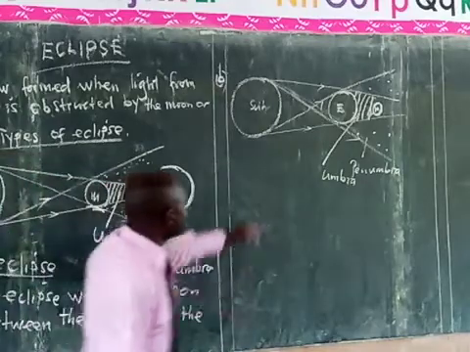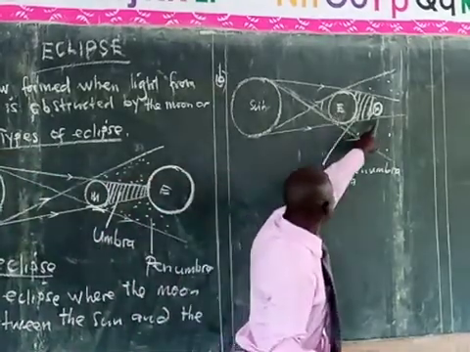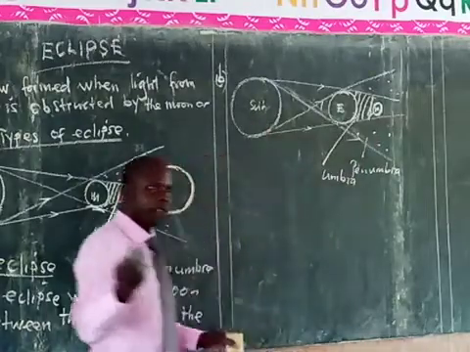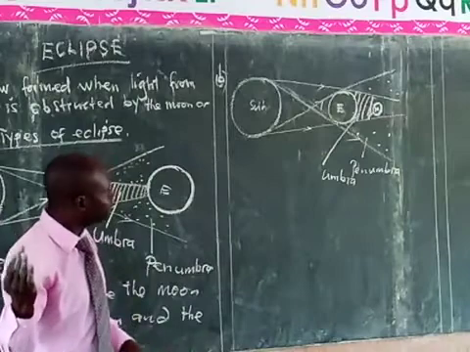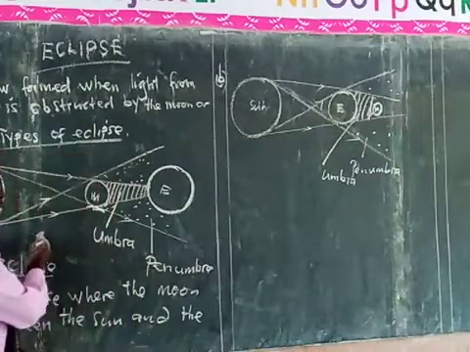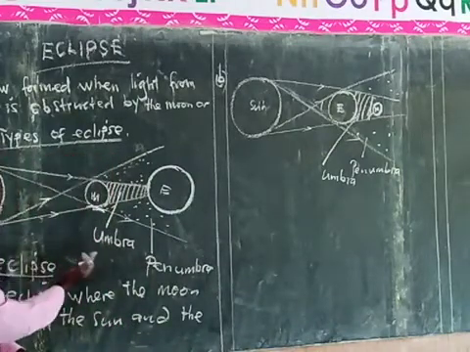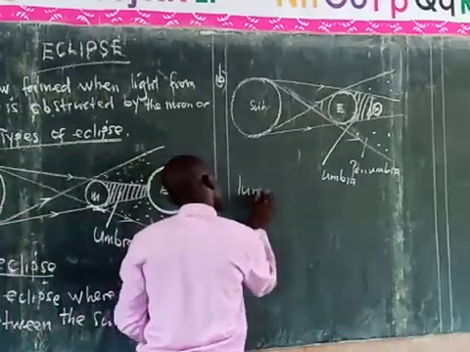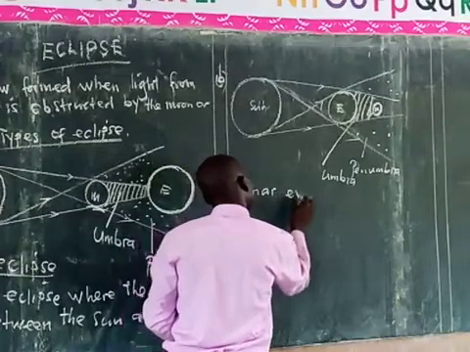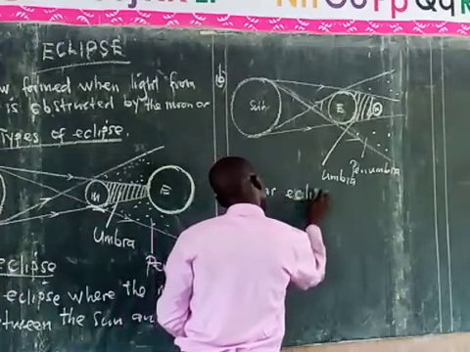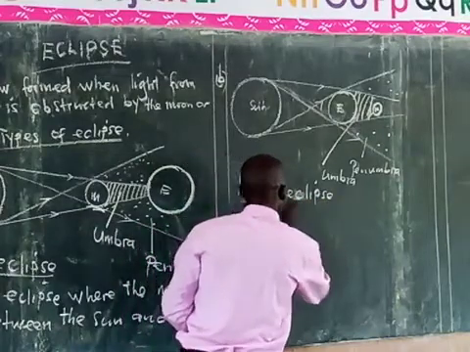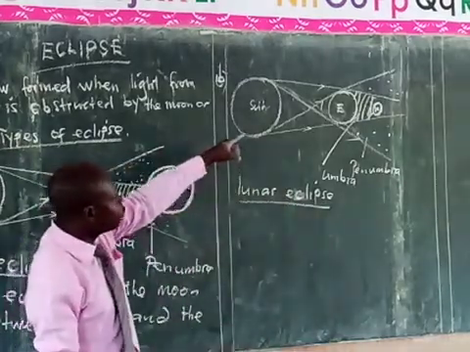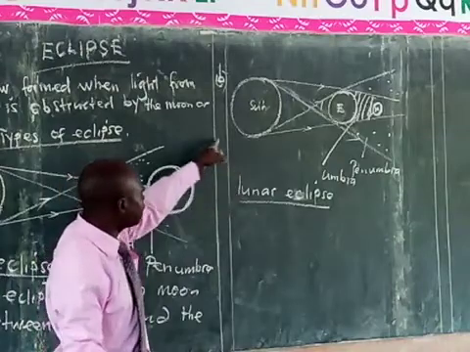What about when the earth is between the moon and the sun? Which eclipse is that? Can somebody think about that? Okay, we call this one solar eclipse. Definitely, we're going to realize that this one is called the lunar eclipse. Lunar eclipse, what does it mean? It's the type of eclipse where the earth is between the moon and the sun.